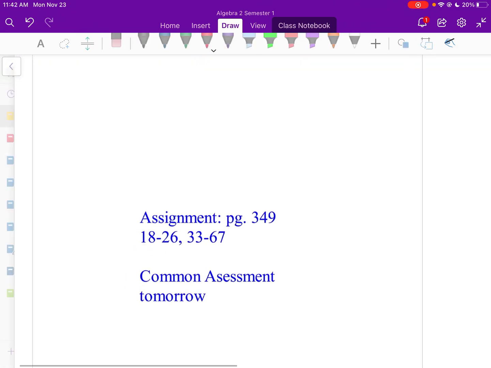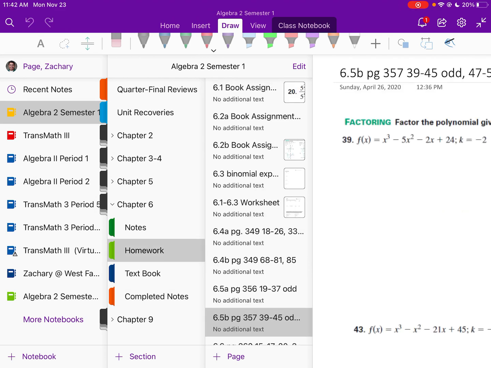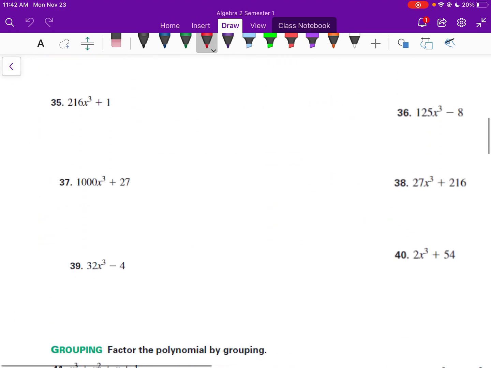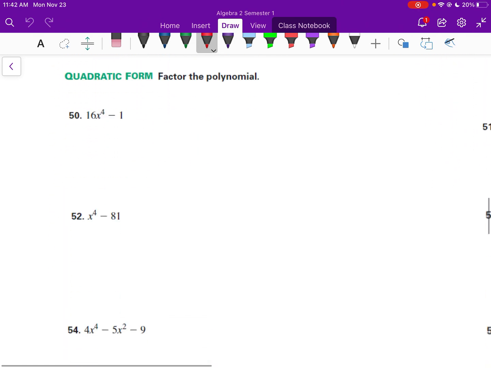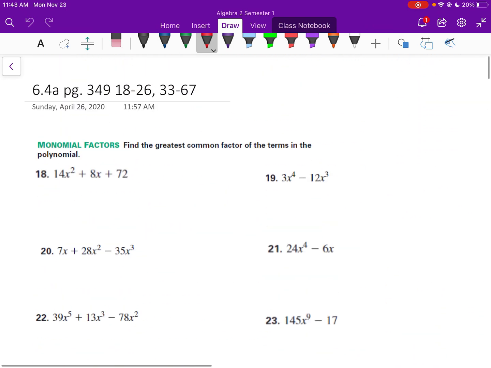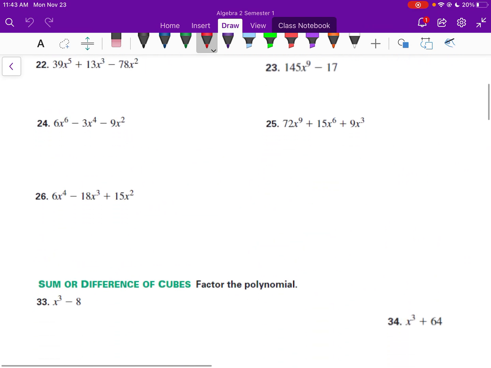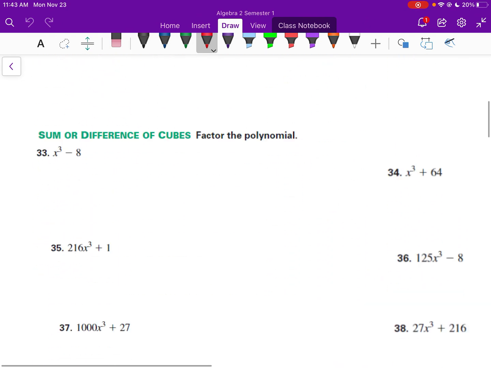All right, so for this assignment, you have a book assignment. If you go under homework, it will be the 6.4a. It is a little bit longer, but factoring is one of the most important things to take out of Algebra 2. So make sure you can get through that assignment. Now, you don't need to do every single problem, but make sure you know how to do every single type.